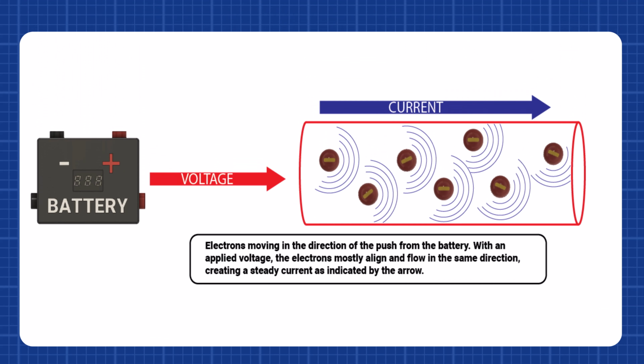The presence of voltage creates an electric field within a circuit. This electric field exerts a force on electrons, causing them to move and generate current. Without voltage, there's no electric field to drive electrons forward, which means no current can flow.